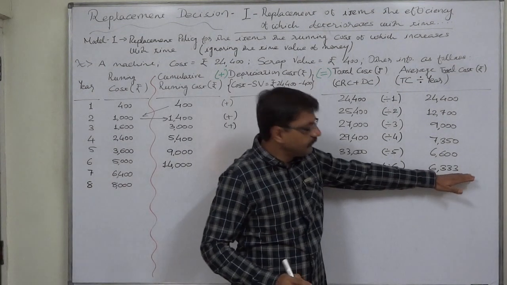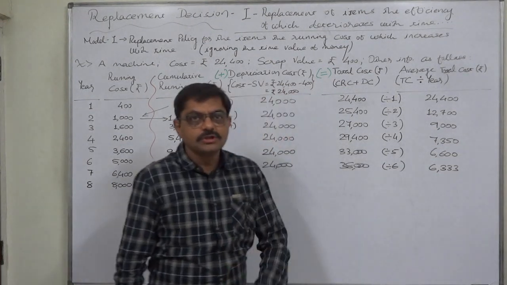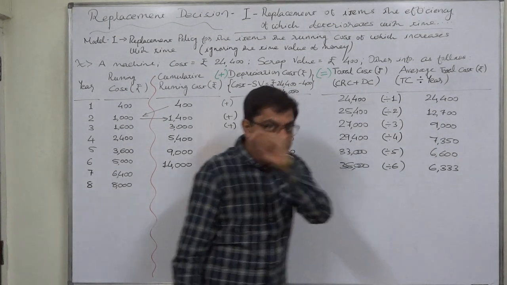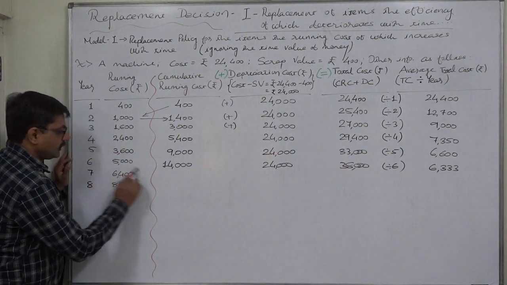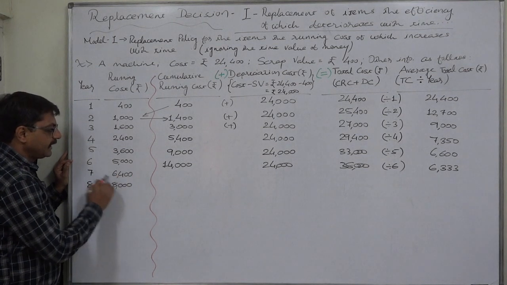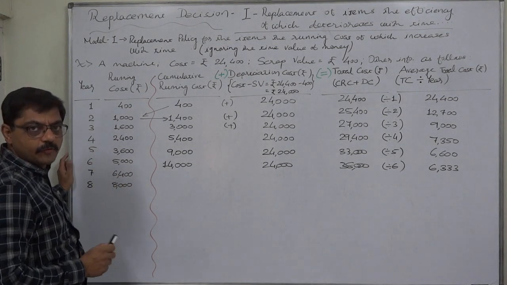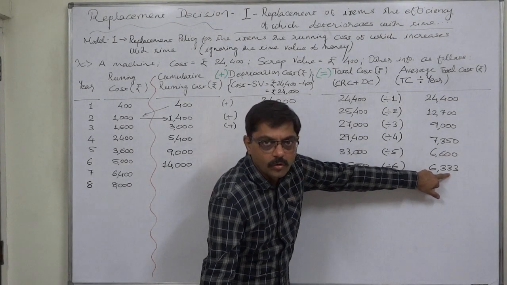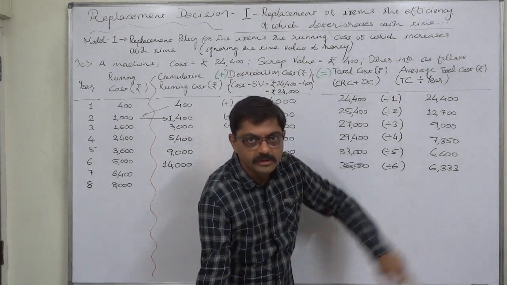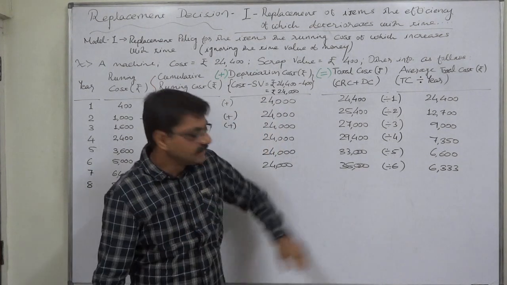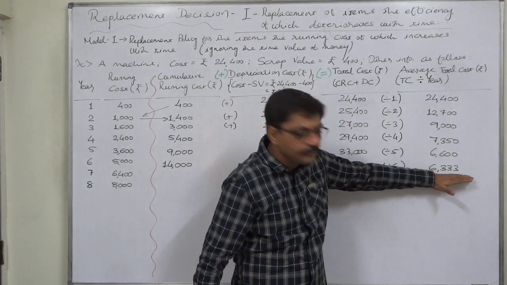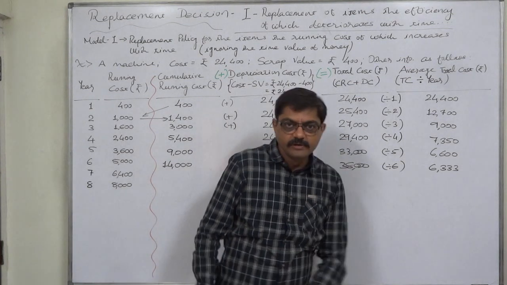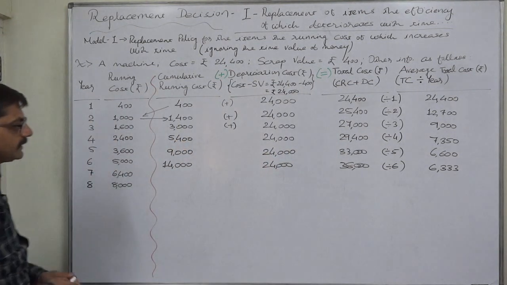If we use the machine for 6 years, the average total cost per annum comes to 6,333. See. Now, for the 7th year, the annual running cost comes to 6,400, which is greater than average total cost of using the machine for 6 years. That means this is the point of time where we should stop using the machine and we should replace the machine. But let me complete the table.